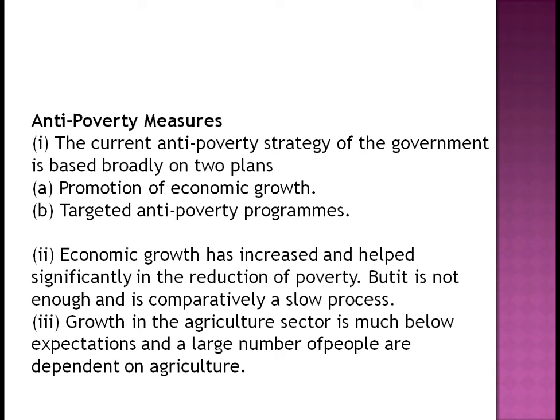Next, the current anti-poverty strategies of the government, as we are seeing here. So, they are the promotion of economic growth and targeted anti-poverty programs. In that, economic growth has increased and helped significantly, but it is not enough and is comparatively a slow process. Growth in the agriculture sector is much below expectation, and a large number of our people are dependent on agriculture.